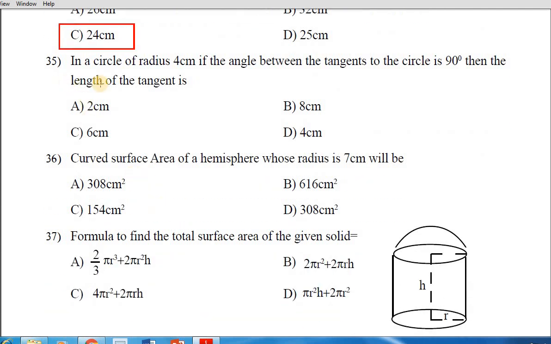Question number 35. In a circle of radius 4 cm, if the angle between the tangents to the circle is 90 degrees, then the length of the tangent is. Children, this question they have framed nicely. So here the radius of the circle is given as 4 cm and the angle between the tangents is given, that is 90 degrees. But they are asking to find the length of the tangent. You keep it in your mind. So here the angle between the tangents is given as 90 degrees.